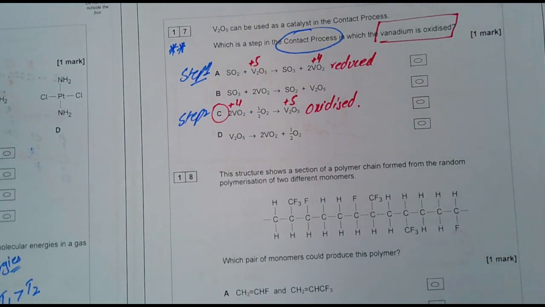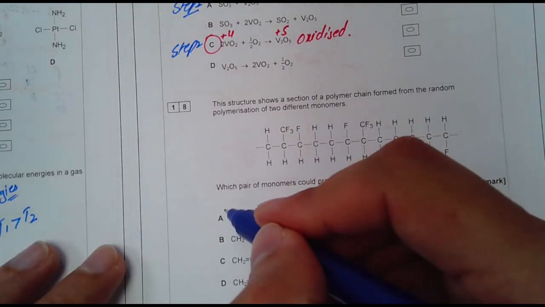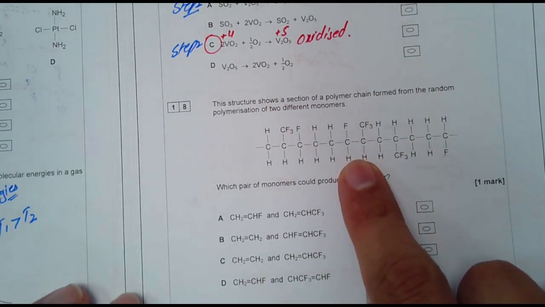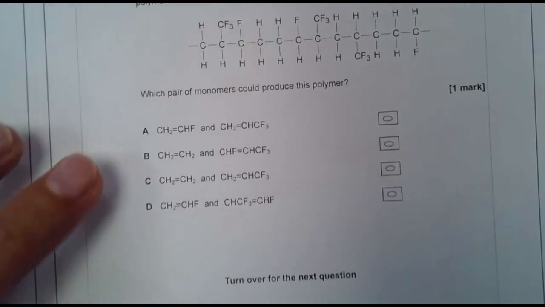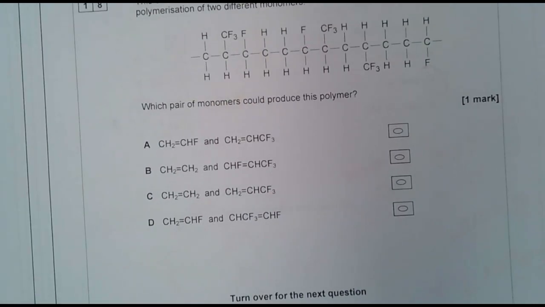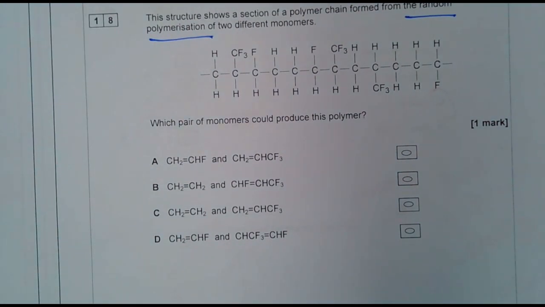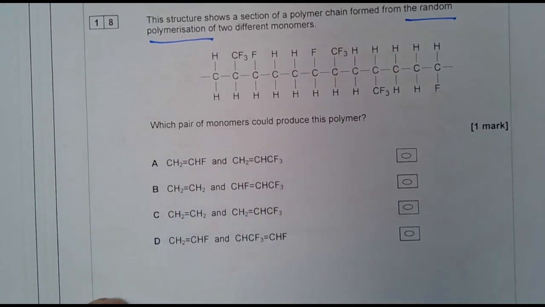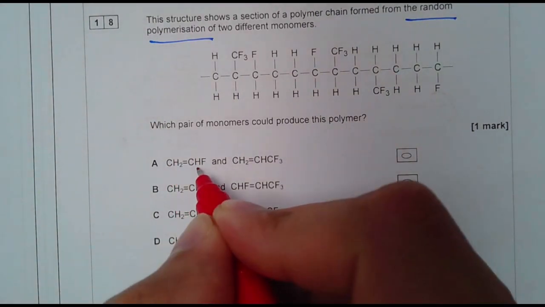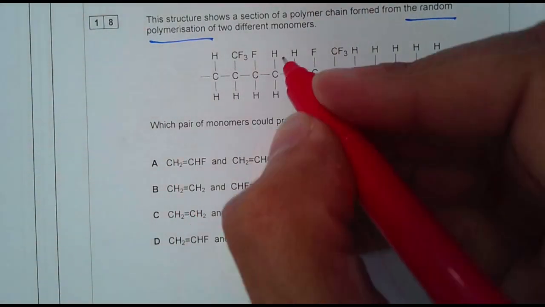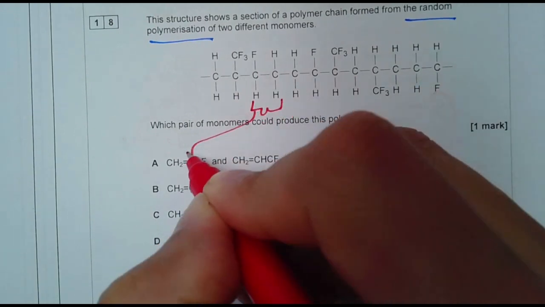Now next question, you will have to choose one of these which will give you this as the outcome. Here it says this structure shows a section of a polymer chain formed by random polymerization. Random polymerization means this is not something that will happen in order. So just two molecules with double bond came next to each other, they changed into an unsaturated hydrocarbon. So if I look at this, this is CH2CHF. This section is similar to this one.